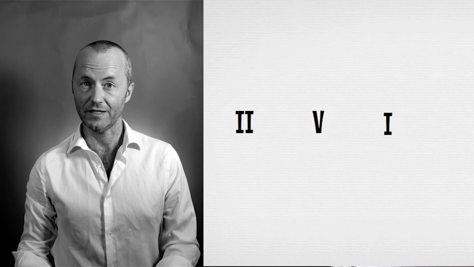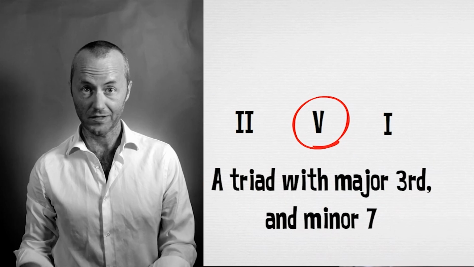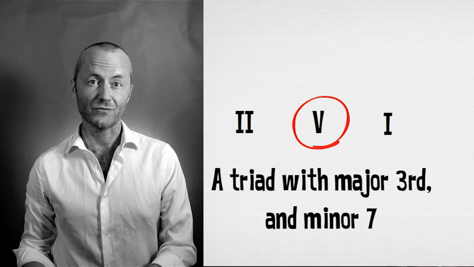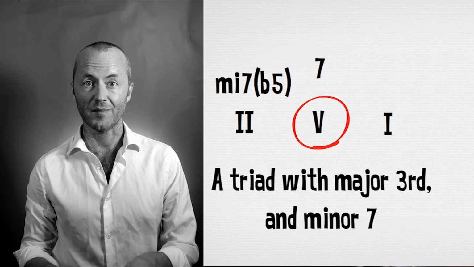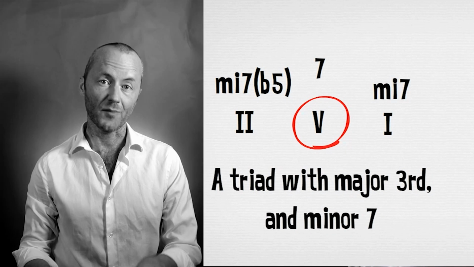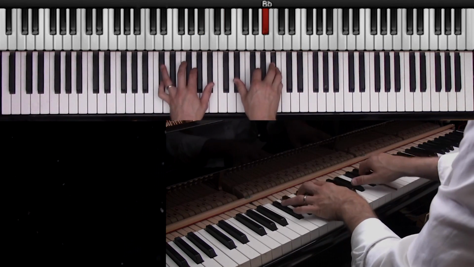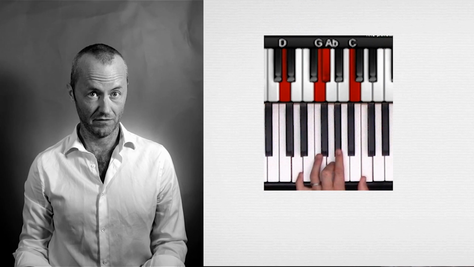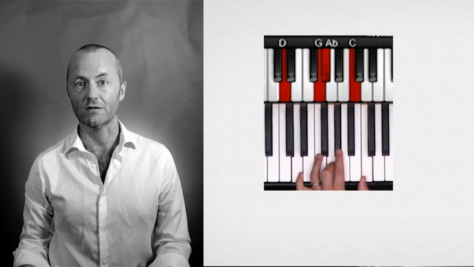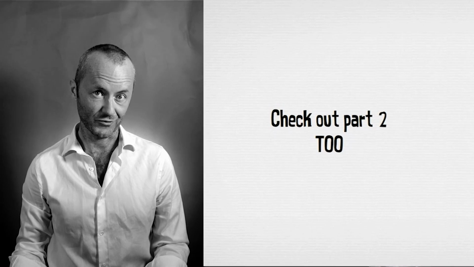The only exception when you play in a minor key is the 5 chord, and this is a normal chord with a major third and a minor 7. So again, the 2-5-1 progression would be a minor 7 with a flat 5 on the 2 chord, then a major triad with a minor 7 as the 5 chord, and then a minor 7 as the 1 chord. In this little lesson, I've shown you a specific voicing that you can use when you play 2-5-1s in a ballad such as this one. When you play medium swing or up-tempo tunes, you would probably play a different voicing that I will show you in part 2.